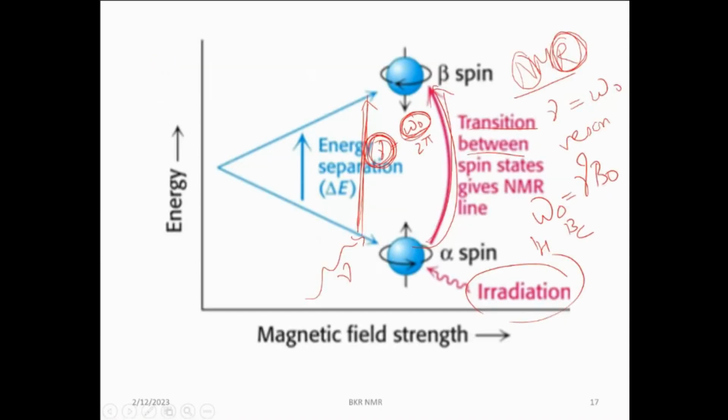No, ma'am. Why no? Why don't they have the same precessional frequency? Gyromagnetic ratio. Very good. So in the presence of the same magnetic field, they have different gyromagnetic ratios. Now which is precessing faster?